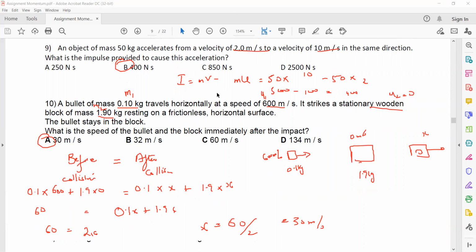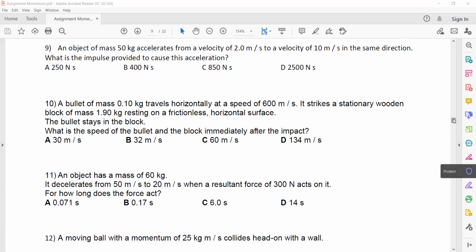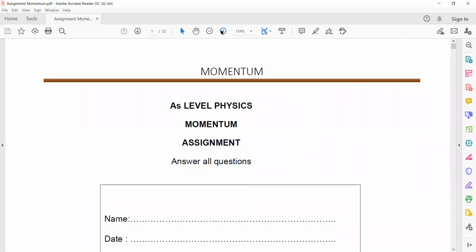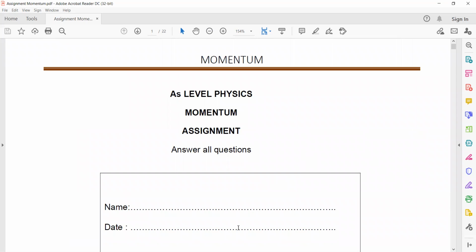So this was the assignment related to the topic momentum. In the next session, we'll discuss more questions from this topic. Any doubt related to the class today?